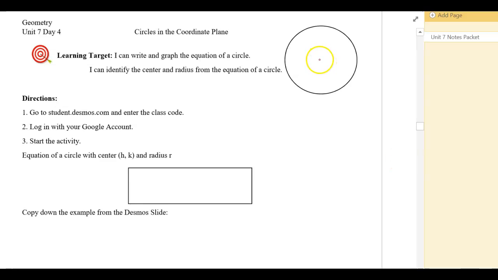So before we do that, let's talk about the point in the middle of a circle is called the center. And the line from the middle or the center of the circle to the edge of the circle is called the radius. And the line that goes all the way across this blue segment is called the diameter.